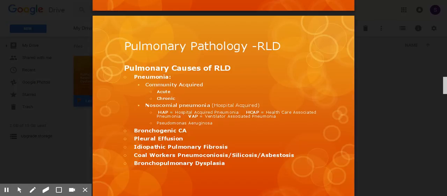Again, we were talking about different causes for restrictive lung dysfunction. We had finished off on some developmental maturational causes, and we're now going to discuss pulmonary causes of restrictive lung dysfunction.